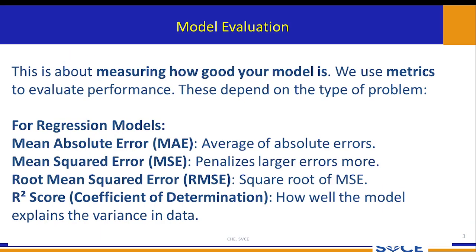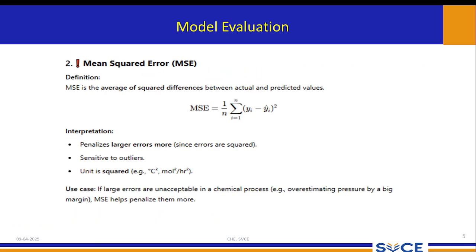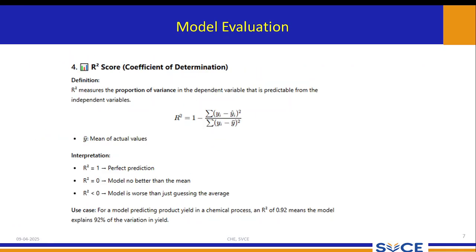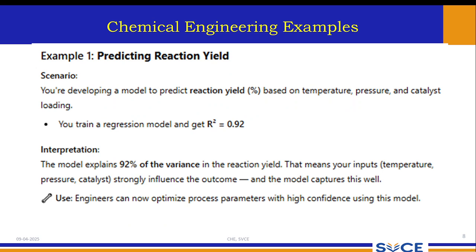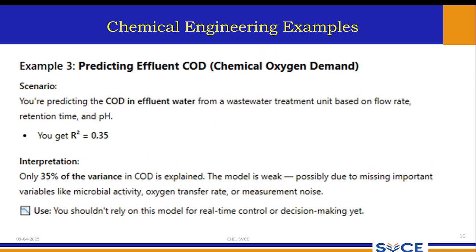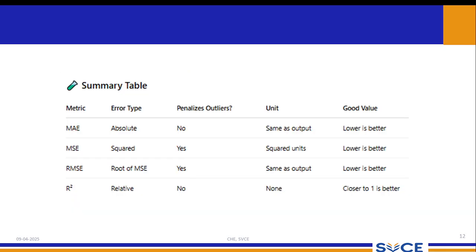So mean absolute error, mean square error, root mean square error, and coefficient of determination are important in regression modeling for model evaluation. So that's what I would like to say. Hope you understood, with these examples on a larger screen, how these factors evaluate our model parameters, the modeling equation, if I can put it that way.